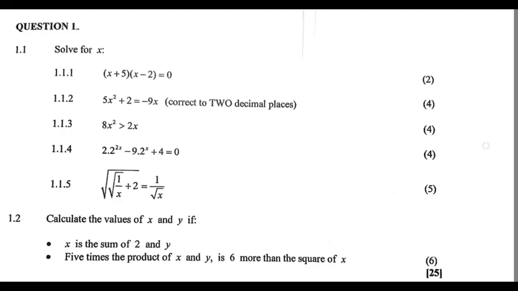1.2, simultaneous equation question. Calculate the values of x and y if x is the sum of 2 and y. 5 times the product of x and y is 6 more than the square of x.